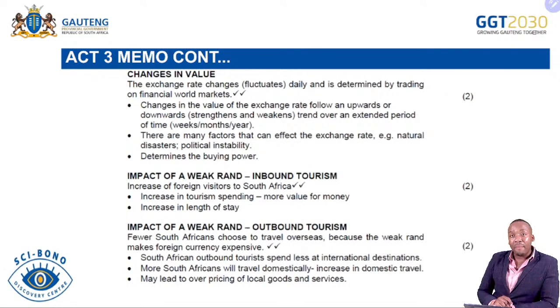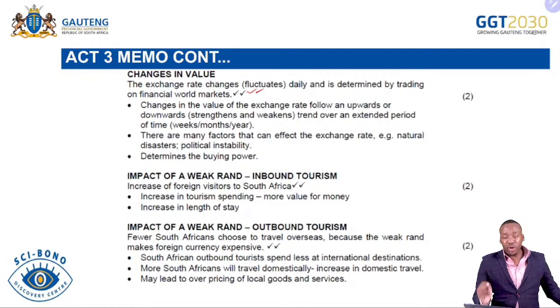Changes in value, remember, then we are talking about what? Currency fluctuation. So they are saying here, the exchange rate fluctuates daily, and it is determined by trading on financial world markets, right? So there they were expecting you to explain what you mean by changes in the value. And then the last one here, they were talking about the impacts. The first one was supposed to give us the impacts on inbound, and the second one on outbound.